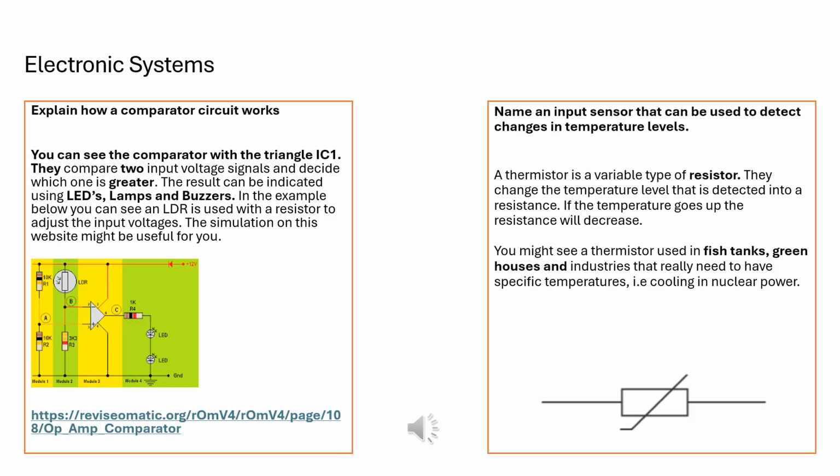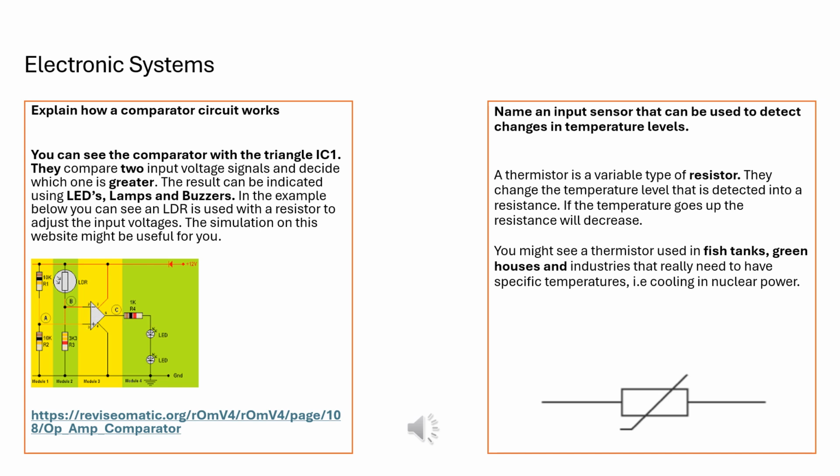So here's an example of a comparator circuit. You can see the comparator with the triangle, IC1. They compare two input voltage signals and decide which one is greater. The result can be indicated using LEDs, lamps, and buzzers. In this example, there is a link here which you can type in, and it's a really good revision website where you can see the outcome and play with the circuit.